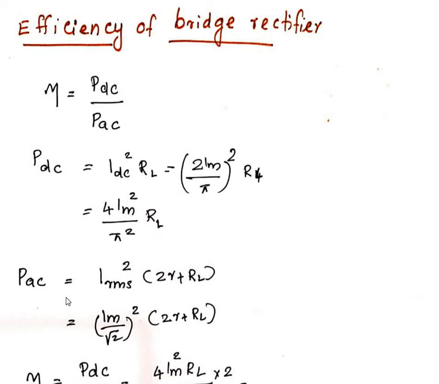So PAC is equal to IRMS square into 2r plus RL, where RL is the load resistance and small r is the resistance of the diode. We know that during the positive half cycle, two diodes are in series, and also in the negative half cycle, two diodes are in series. So the total resistance of the circuit is 2r plus RL.